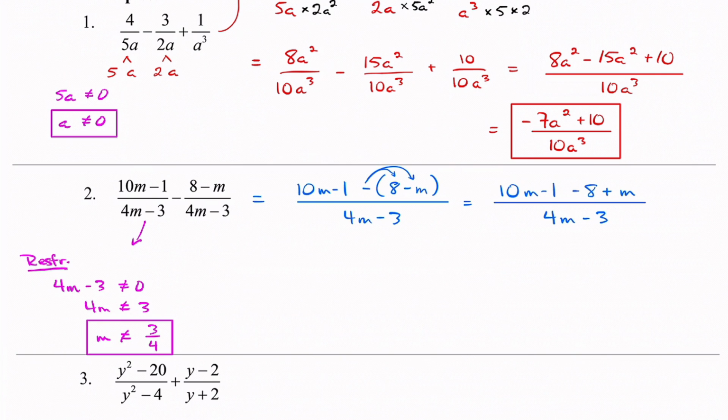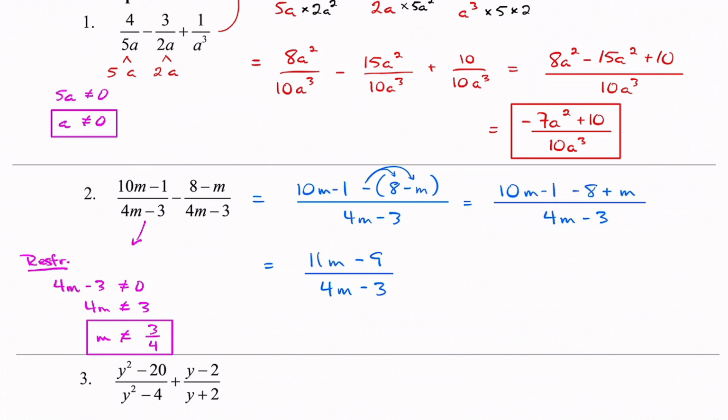So in the numerator now, I can put the 10m and the plus m together. That is going to give me 11m. And then the minus 1 and the minus 8, put those together, I'll have minus 9. And again, over that same denominator, 4m minus 3.